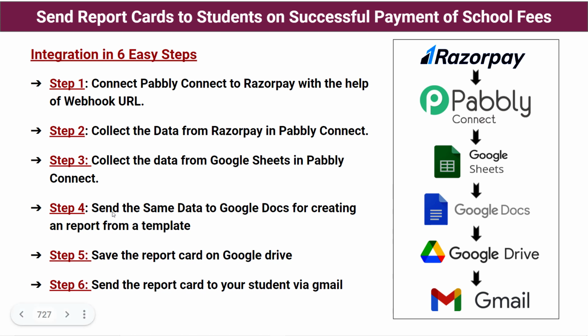Now we have step 4. Send the same data to Google Docs for creating a report from a template. So you have a template that will basically create a report card from the data that you have collected from Razorpay and Google Sheet, which is present in Pabbly Connect.